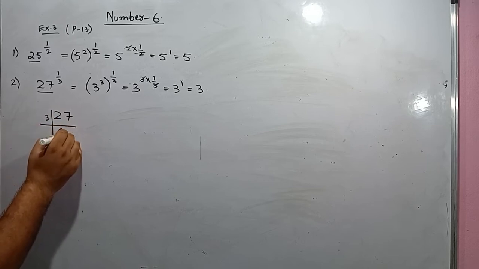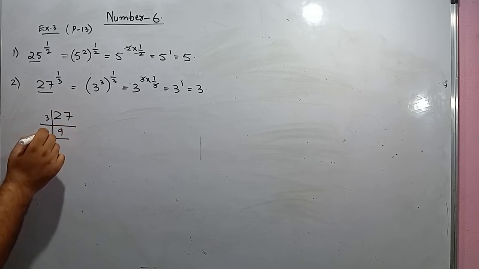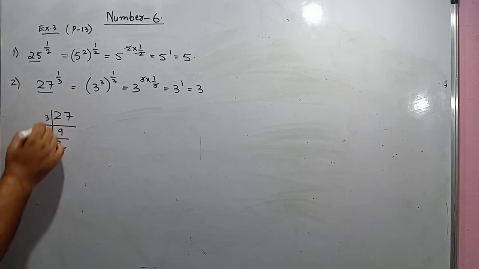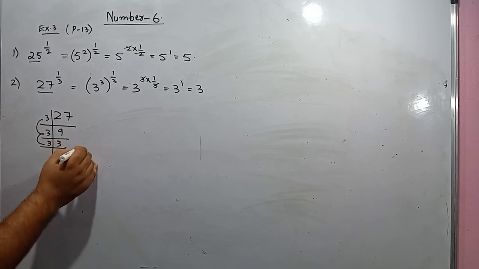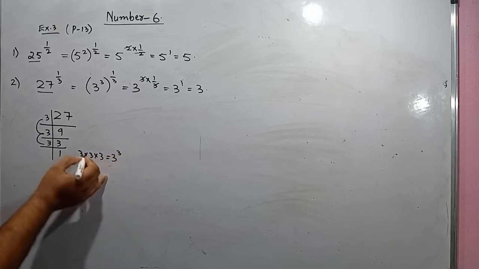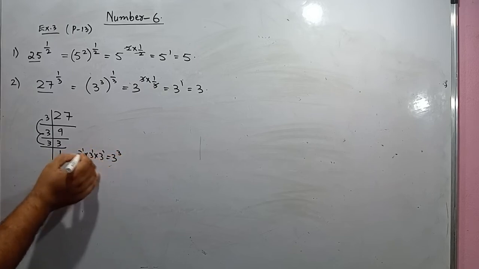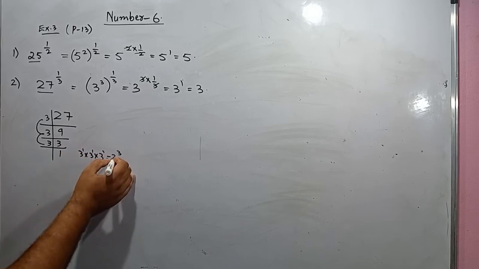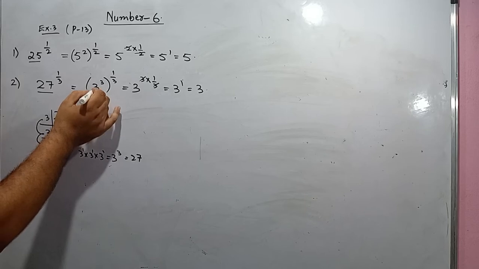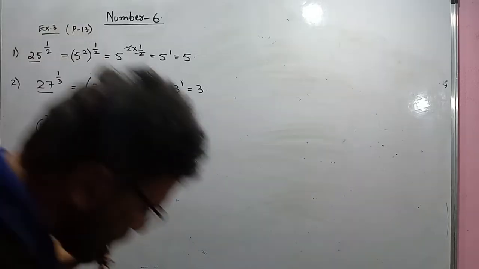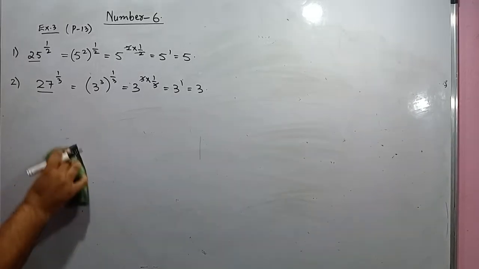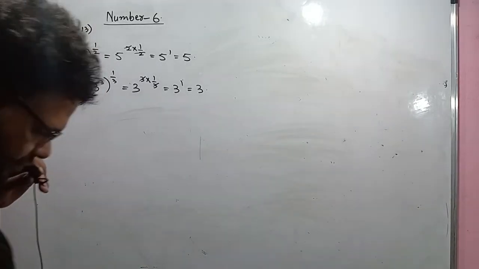3 9s are 27. Once again, I will start with 2. It's not possible. Now 3 3s are 9. Then 3 1s are 3. You can see 3 into 3 into 3, that is 3 cube. That's why instead of 27, I wrote here 3 to the power 3. So I got the answer. Cube root of 27 is 3.